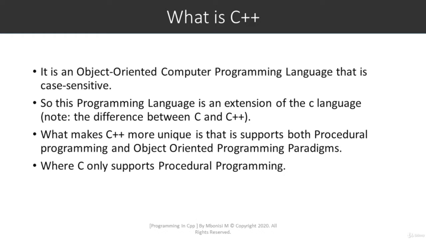Please note the difference. What makes the C++ programming language so unique is that this language supports object-oriented programming paradigms. Well, C only supports procedural programming.